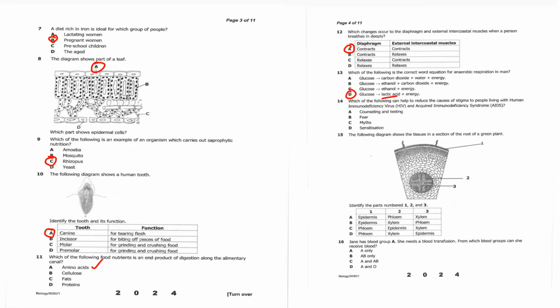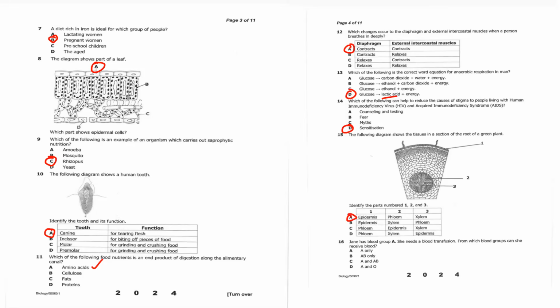Which of the following can help to reduce the causes of stigma to people living with human immunodeficiency virus? Sensitization. This question, we've answered it at some point as well. The following diagram shows the tissue in the section of a root of a green plant. Identify the parts 1, 2, 3. So this is the epidermis, that is the phloem, that is the xylem. So the answer is A.